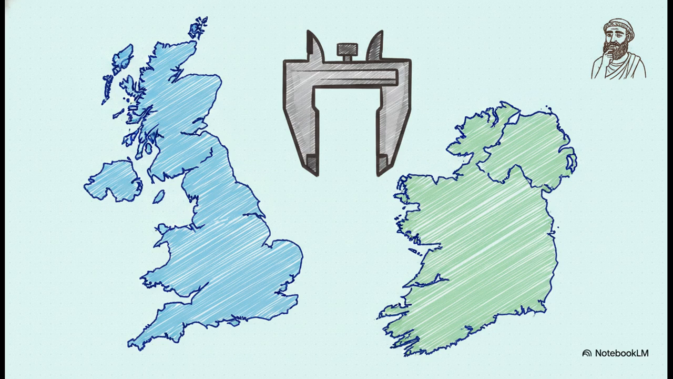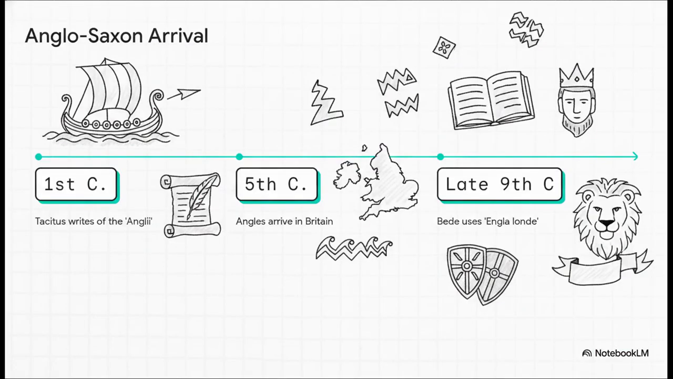Later on in history, the term Great Britain was used to differentiate the large island from the French peninsula of Brittany, which had been settled by British migrants. So great purely means larger. It's just a size comparison. All right, let's fast forward a bit and see how this builds the foundation for England.